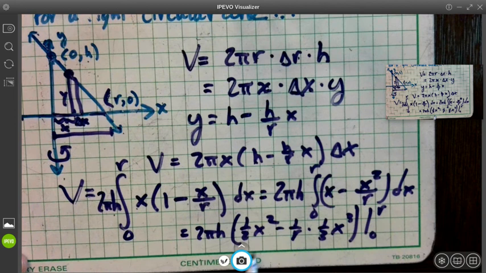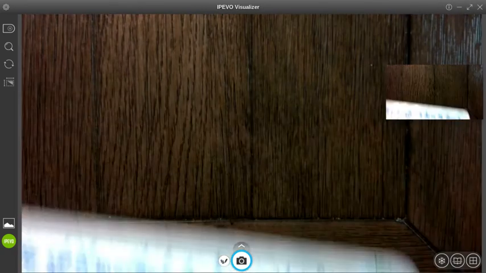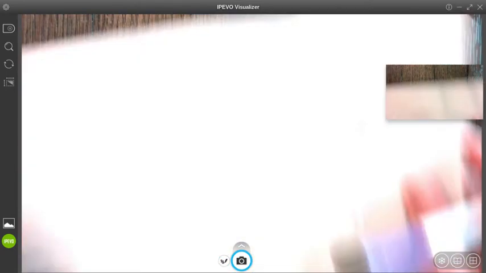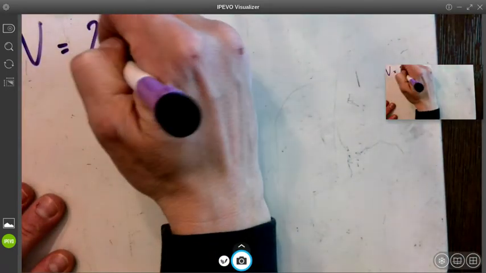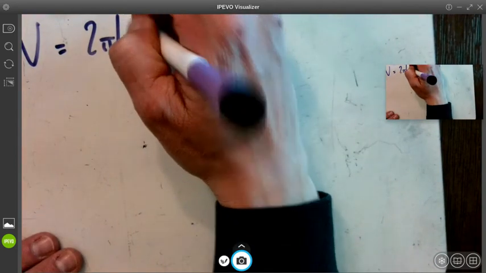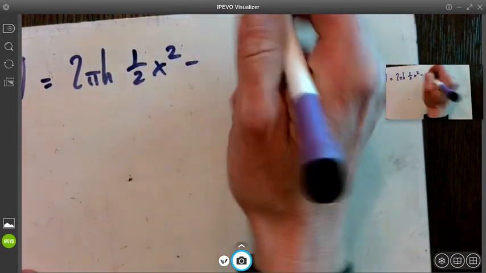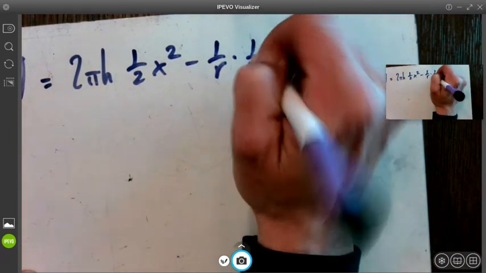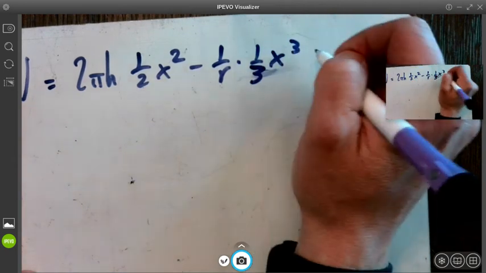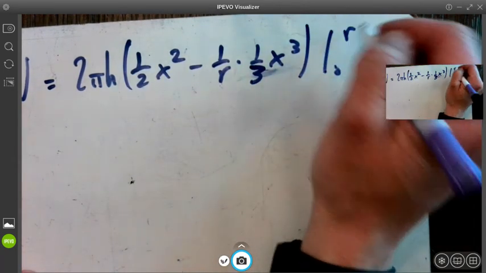All right, so we're just going to evaluate this thing. If I plug in a 0, everything's going to 0 out. So that's cool, the second part of the fundamental theorem we don't have to worry about. I'm going to do the first part now and just plug in an r and see what happens. I'm going to get r squared and 1/2 of that. So let's see. Flip this over. 2 pi h times (1/2 x squared minus 1 over r times 1/3 x cubed) from 0 to r. That's what we're working with.